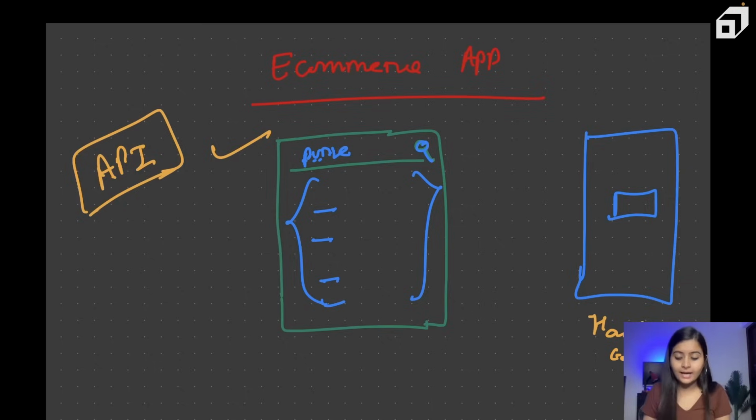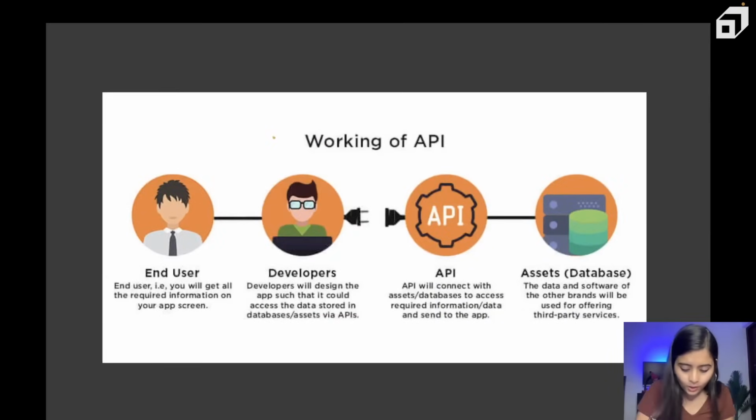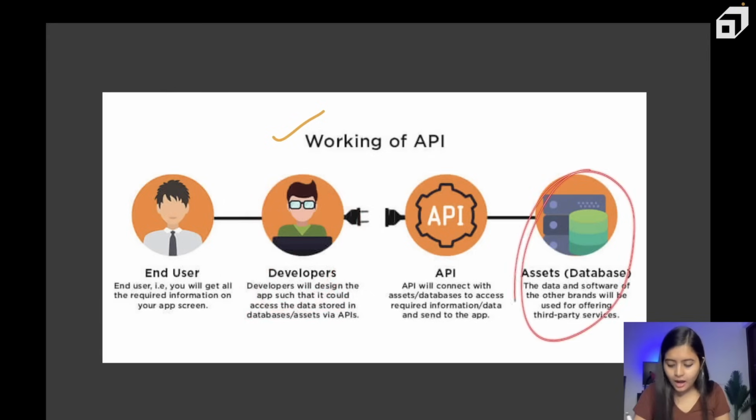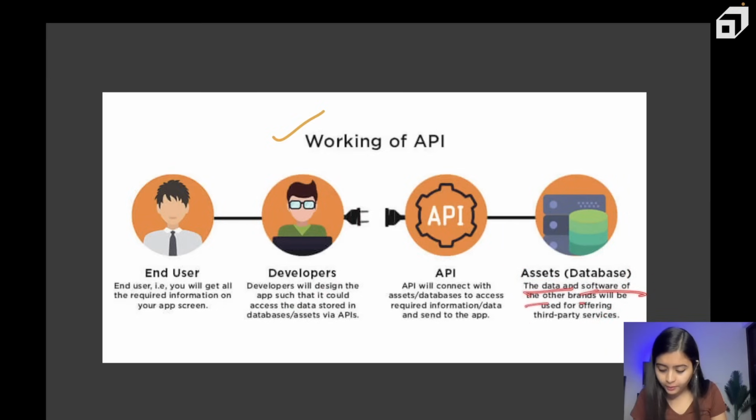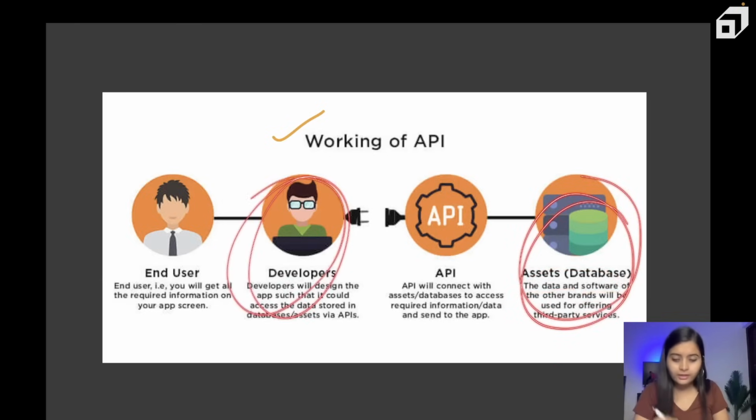Let me help you understand how and why. So this is the working of an API. Let's quickly go through it. The end user, that is you, will get all the required information on your app screen. Developers, that is us, will design the app such that it can access the data stored in databases via APIs. So we are developers, and here we have all the databases present. The data and software of other brands will be used to get third-party services, etc. Basically this is the database, and we are here as developers.